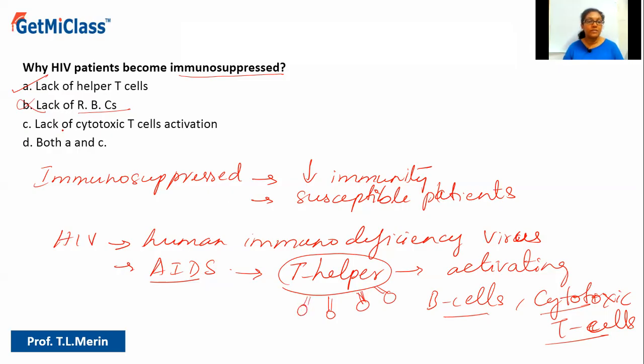Option C says lack of cytotoxic T cell activation. Yes, absolutely right. As I told you, T helper cells are involved in activation of cytotoxic T cells. If these cells are not enough, then what will happen? There will be lack of cytotoxic T cell activation as well. So option D says both A and C. That is the absolutely correct answer.